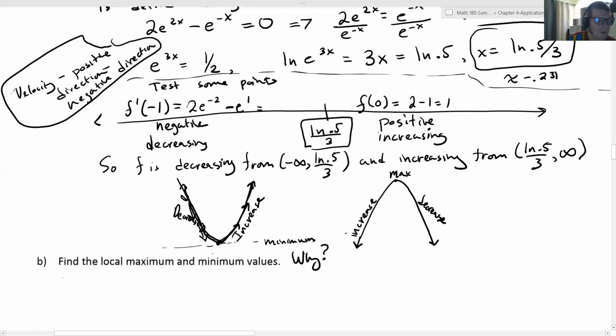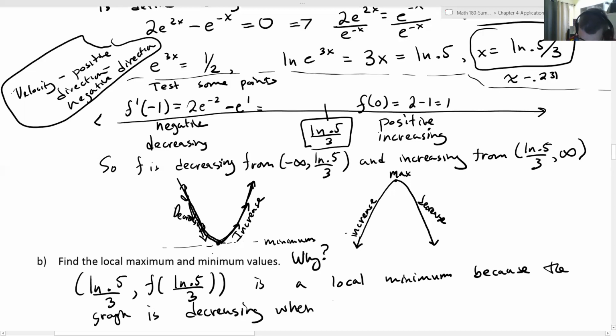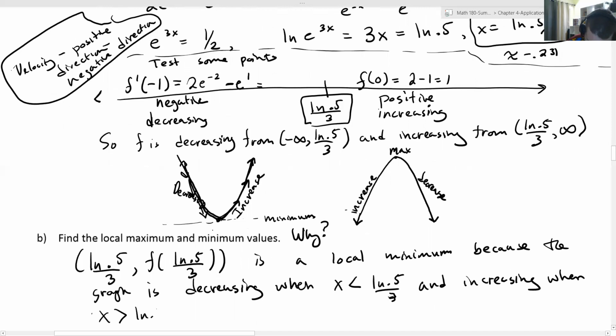So the natural log of 0.5 over 3, comma, f of the natural log of 0.5 over 3 is a local minimum because the graph is decreasing when x is less than natural log of 0.5 over 3 and increasing when x is greater than natural log of 0.5 over 3. Okay? Key point, very important to think about.